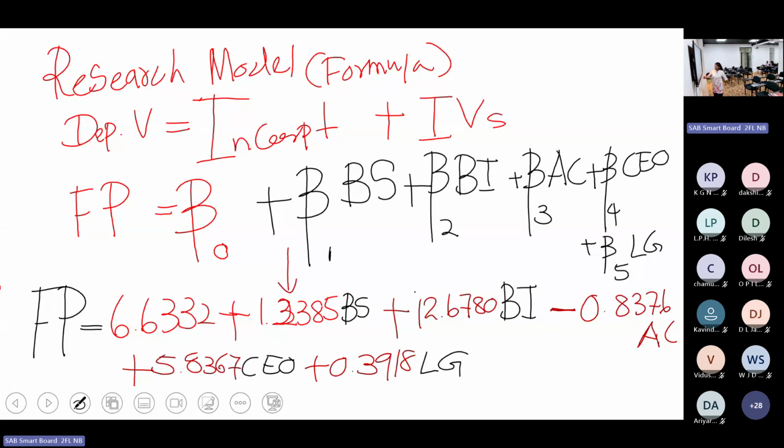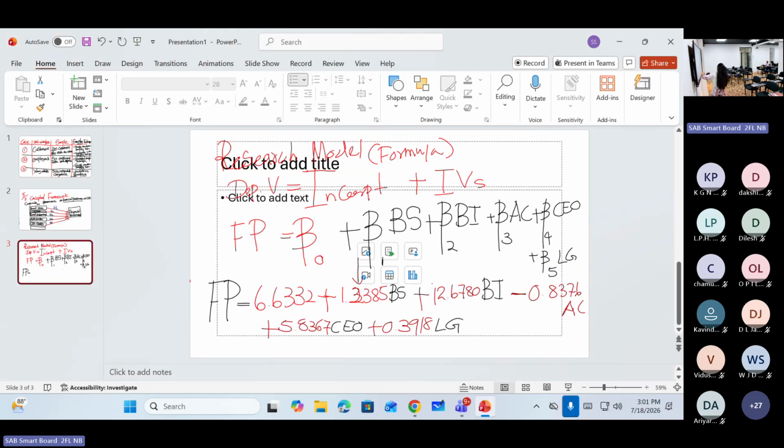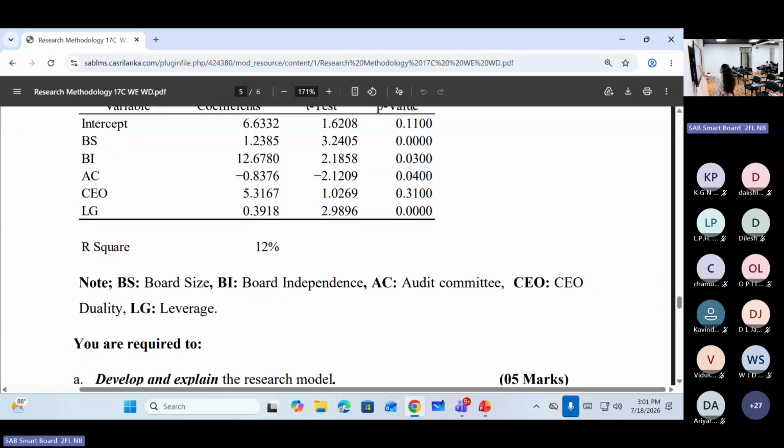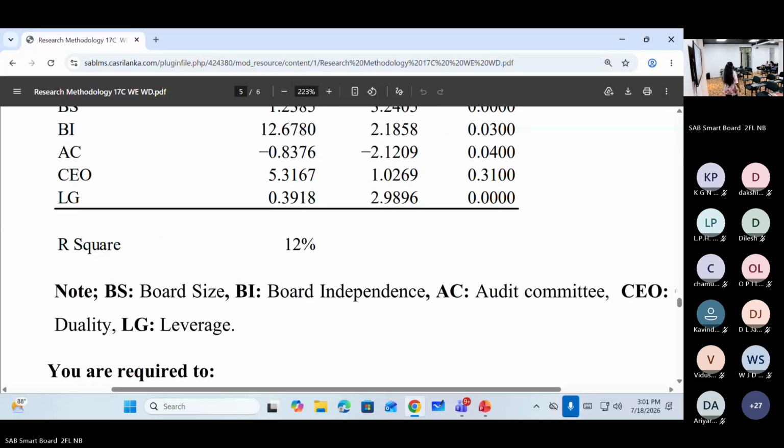All these things were taught by your previous lecturer. The overall model validity will be measured by R square. The overall model validity is measured by the R square. Capital R square.